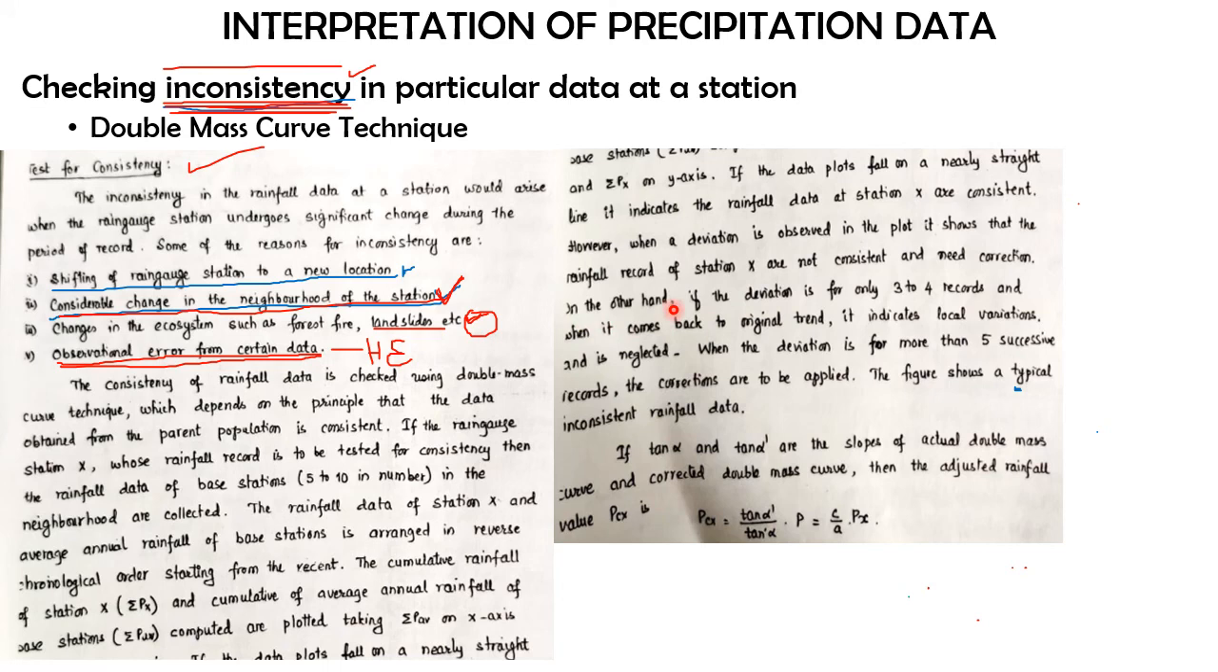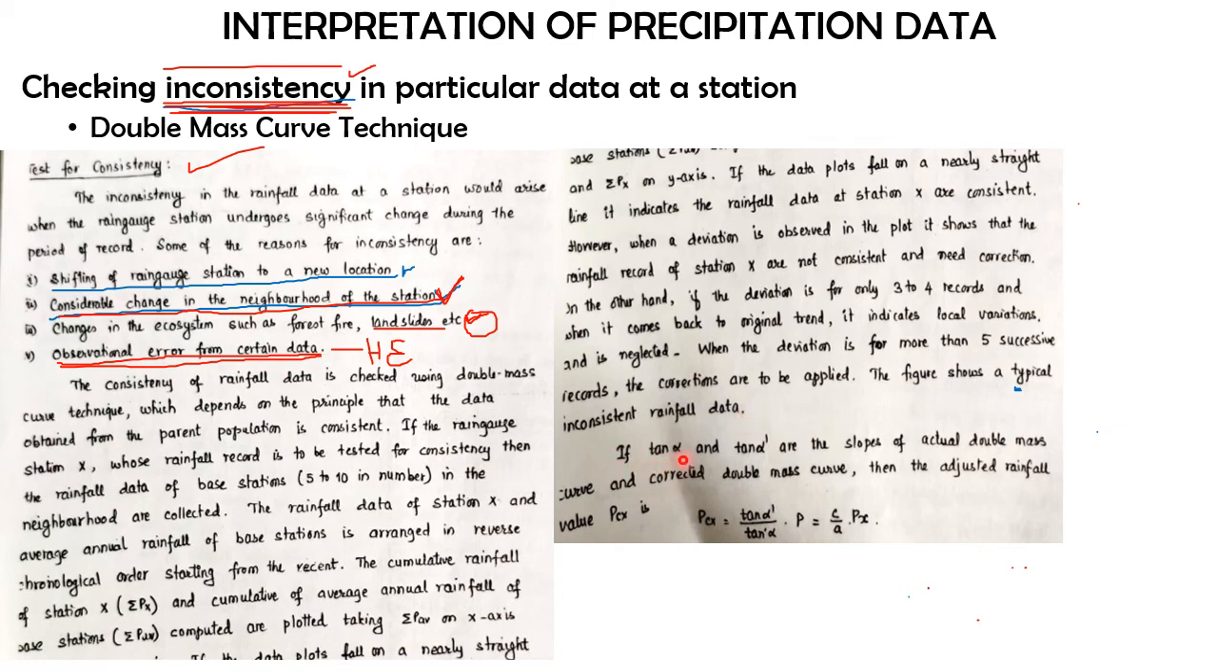On the other hand, if the deviation is for only 3 to 4 records and when it comes back to the original trend, it indicates local variations and is neglected. When the deviation is for more than 5 successive records, the corrections are to be applied. The figure shows a typical inconsistent rainfall data. So in the next slide, you are going to check out that figure.